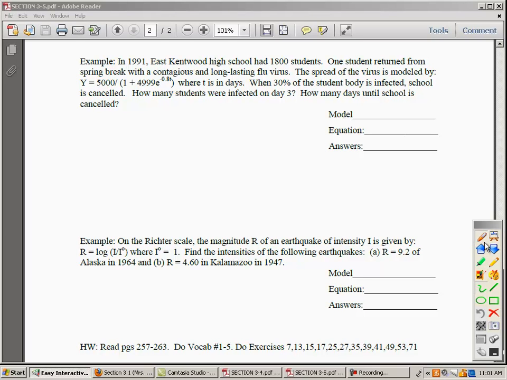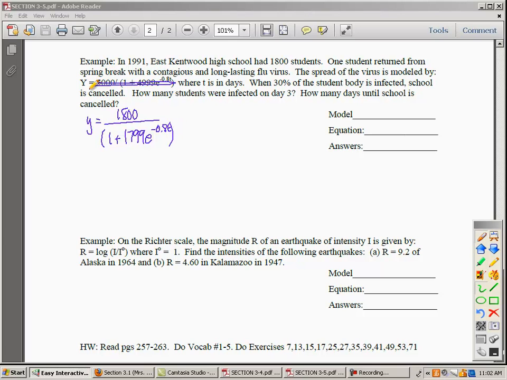In 1991, East Kentwood had a high school of 1,800 students. One student returned from spring break with a contagious and long-lasting flu virus. This spread of the virus is modeled by this equation. And I actually need to change a few things. I'm sorry, I took this equation directly from your book. Instead of the 5,000, it should be 1,800 because we started with 1,800 students. In the denominator, it should say 1 plus 1799, which is 1 less, e to the negative 0.8t. And so I just want to change that.